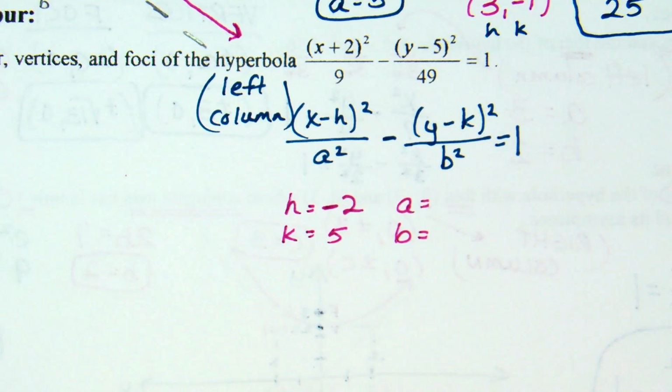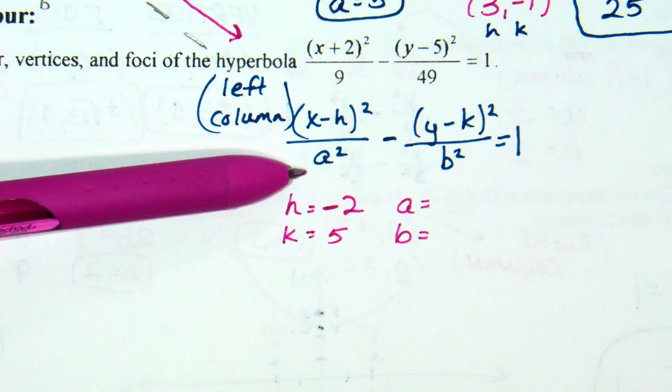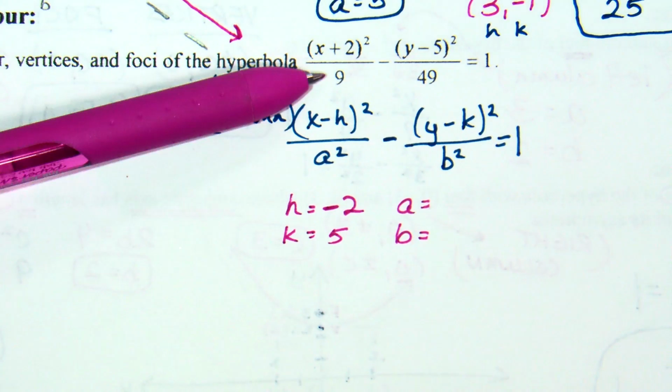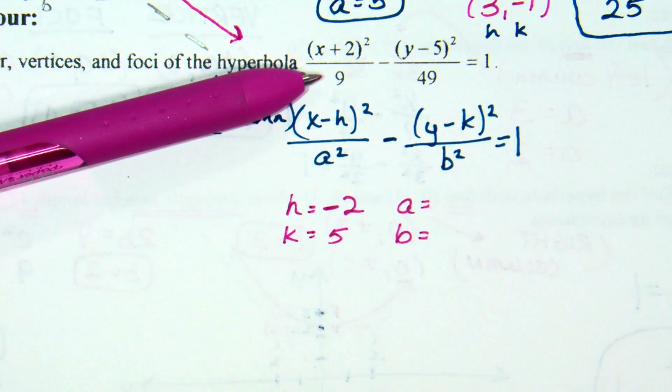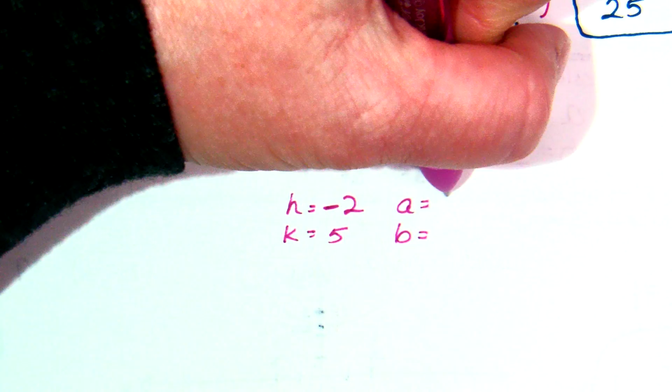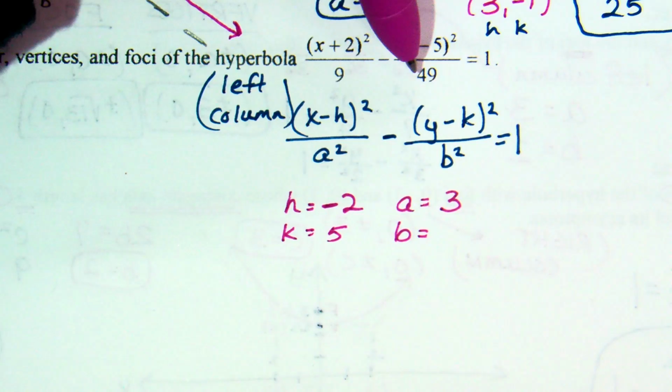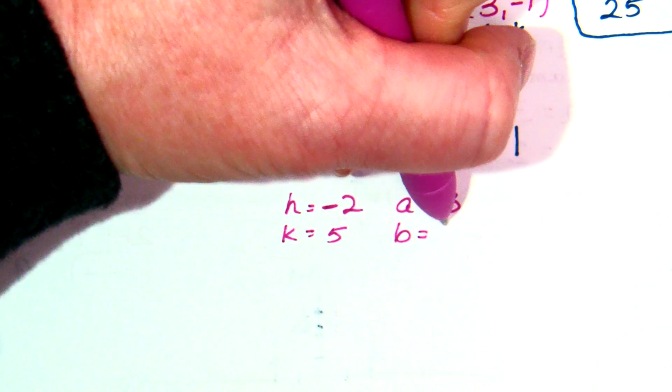Where do we find A in a hyperbola? Always under the X, the first fraction. In this case, it's under the X because X is positive. So if under my X is 9, that's A squared, so A is 3. And then B is always under the second fraction, the fraction that's being subtracted. So if that's 49, B is 7.